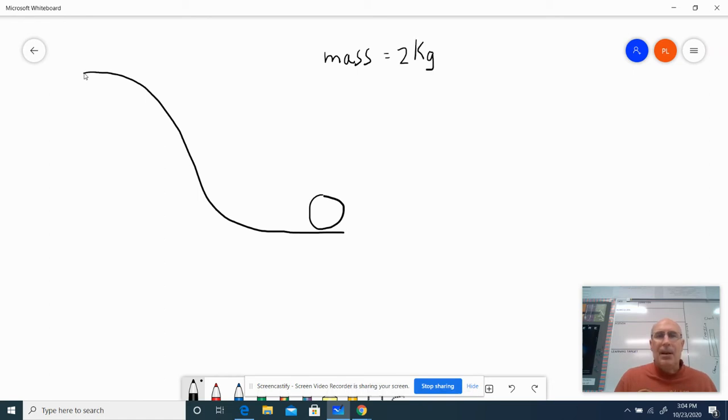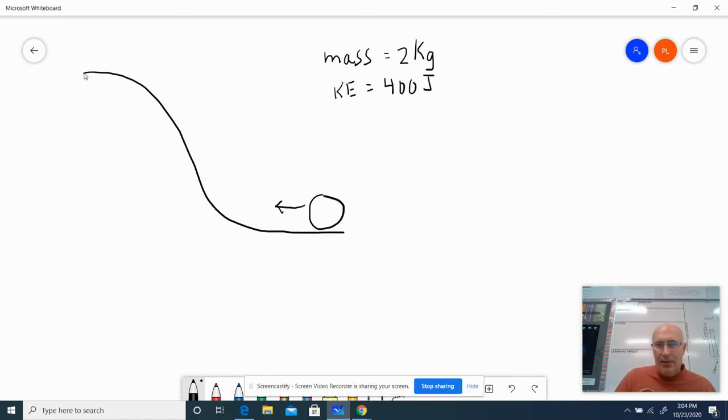But it also has an energy because it's rolling. It has a kinetic energy of 400 joules. It just happens to have 400 joules of kinetic energy. We already know that.